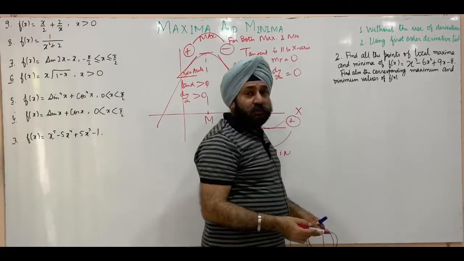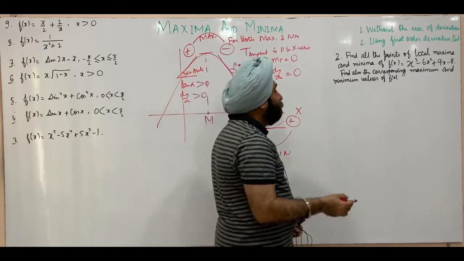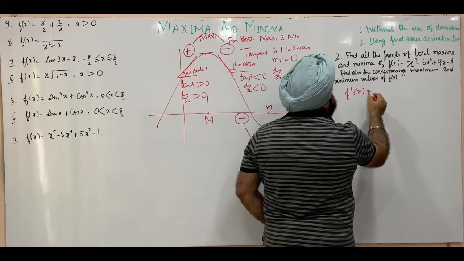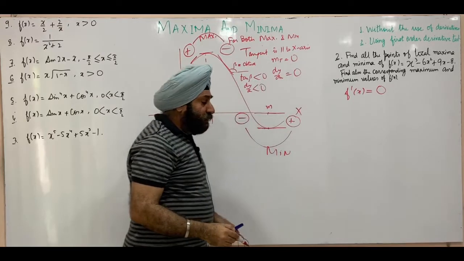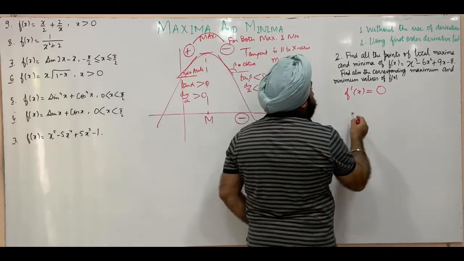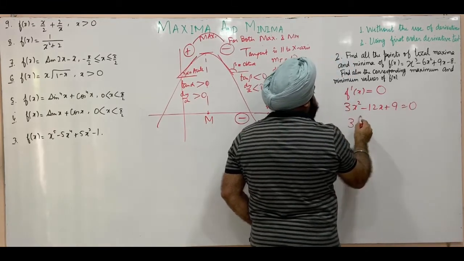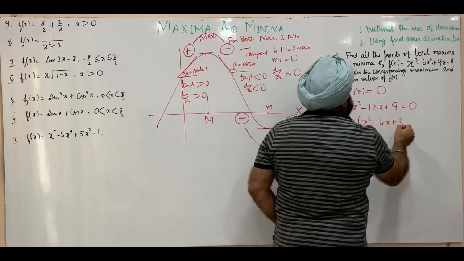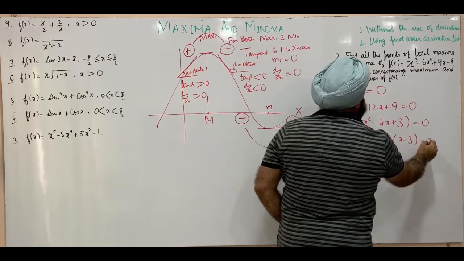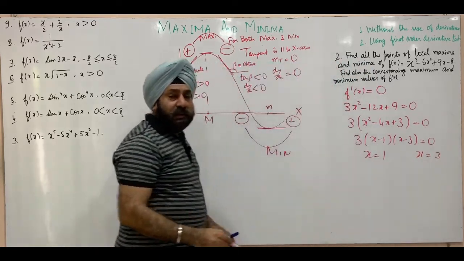This is question number 2. We have to find all the points of local maxima and minima. So the first step is that we find our derivative and equate it to 0. This is the condition for maxima and minima. f dash of x is equal to 0. That is 3x square minus 12x plus 9 is 0, or taking 3 common, this is 3 into x minus 1 into x minus 3, you get x is equal to 1 and x is equal to 3. These are critical points.